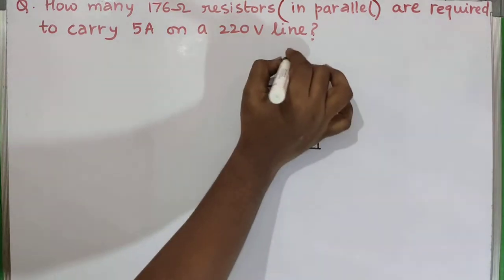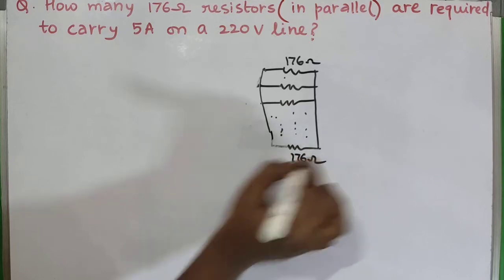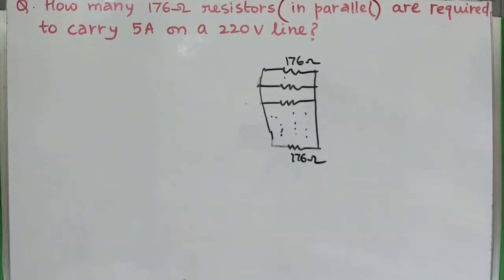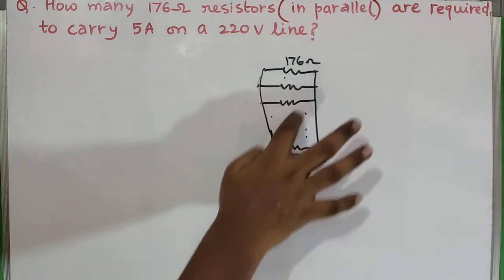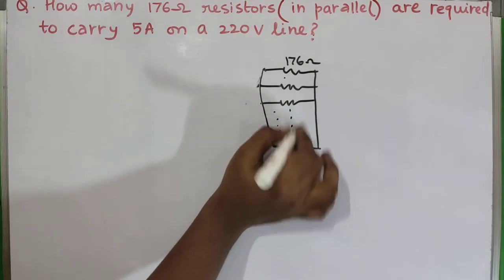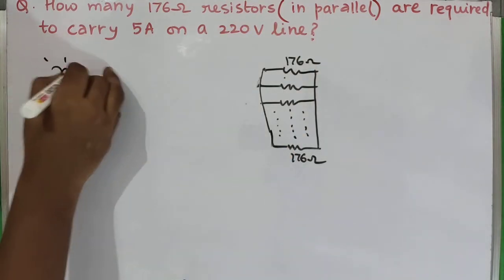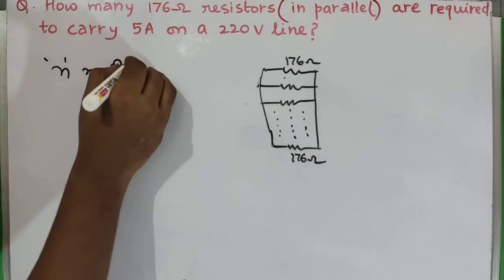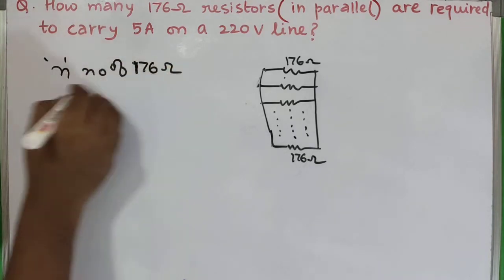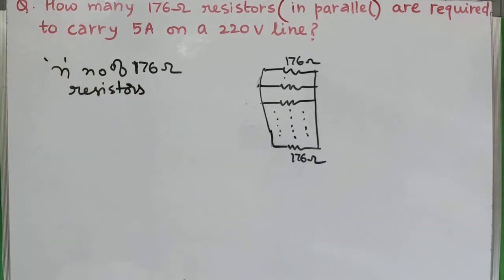Each resistor is 176 ohms, and they are all connected in parallel to each other. So that is what is given in the question. But how many are there, we don't know. So let us take there are n number of 176 ohm resistors.